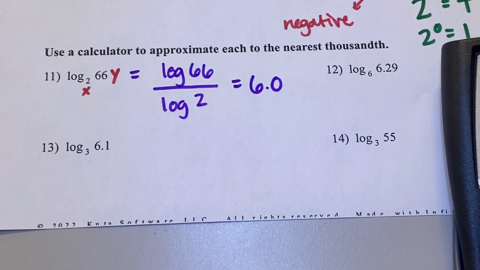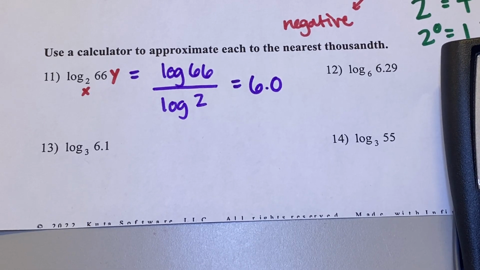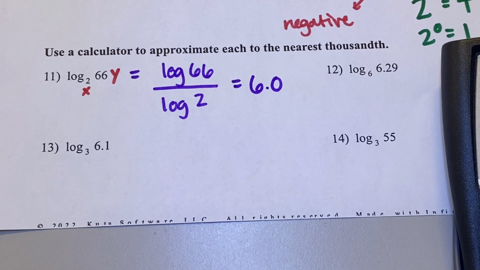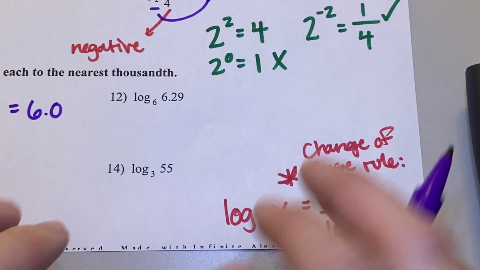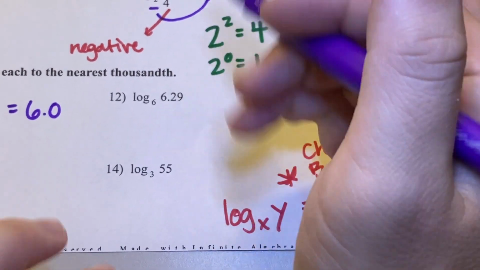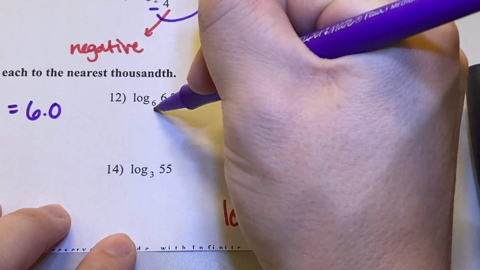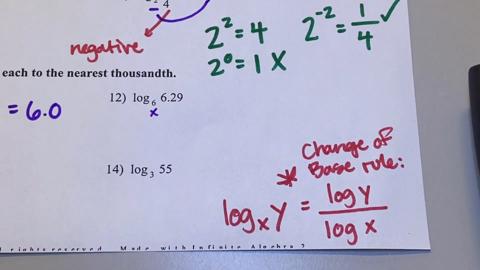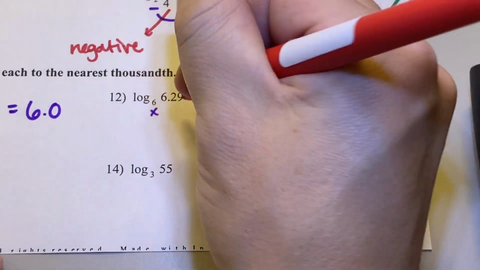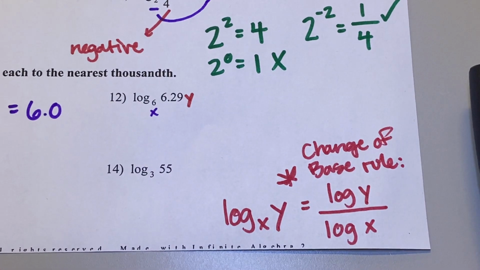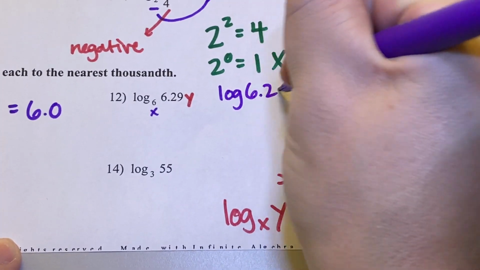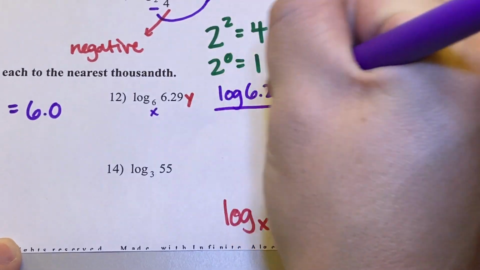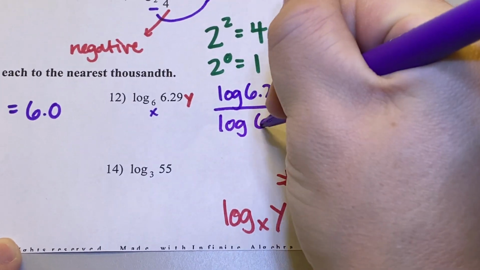Way easier than the guess and check. Just punch it into a calculator, see what it gives you. Let's try it again. Number 12, we actually do have a decimal here. What's my x and what's my y? What's in the x spot? What's my base, Kaylee? 6. And what was in my y spot? 6.29. Nice. Which one goes on top, my x or y? Y. Good job. So we have log of 6.29 divided by log of 6.